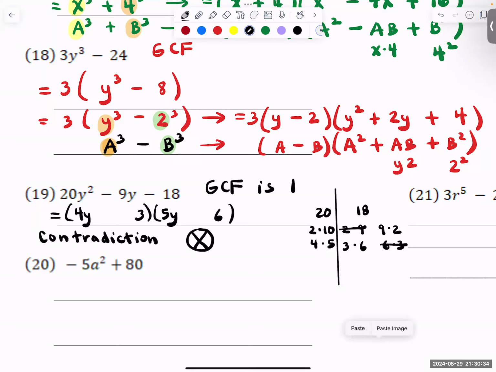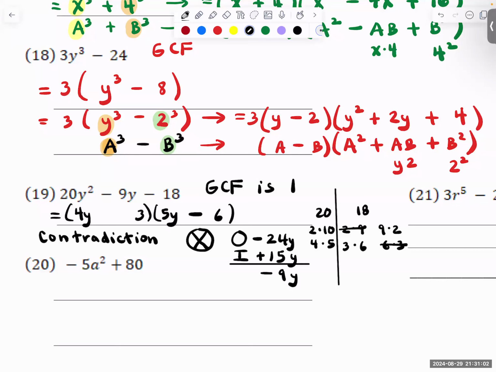The outer product, O, is 24y. The inner product is 15y. And we must get minus 9y as the middle term. So that means we need a minus 24 and a plus 15 to get minus 9. Therefore, we need a minus with the 6 and a plus with the 3. And verify we also get minus 18. So everything checks out.